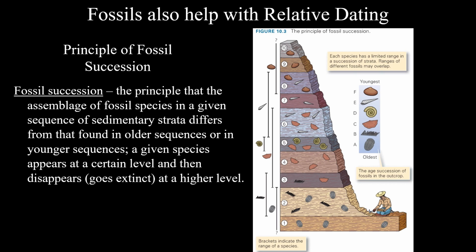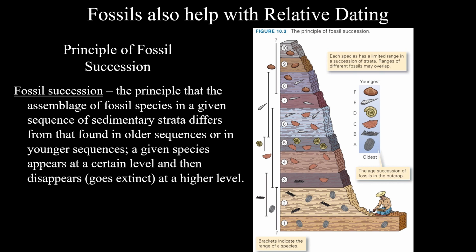And what that means is that if you can find certain flora and fauna, fossilized flora and fauna, and you know the time period when those things existed on the planet, then you have essentially determined a relative time period when your rock layers were put down.